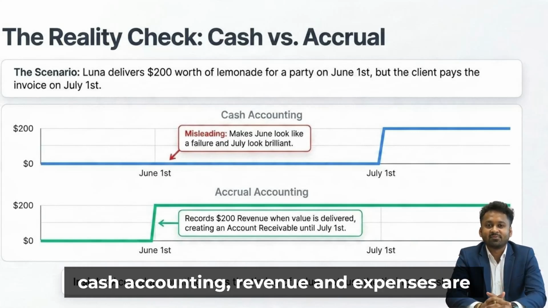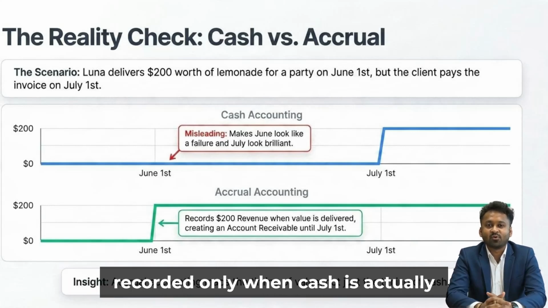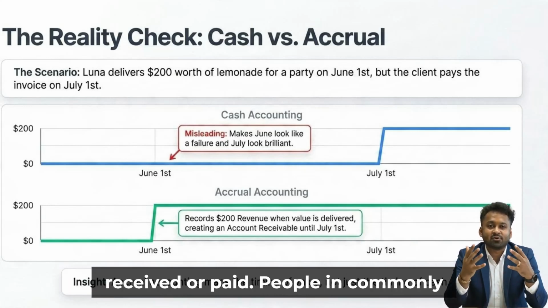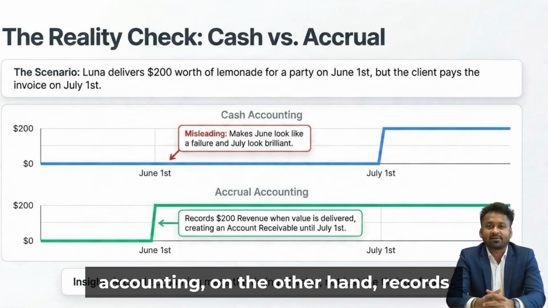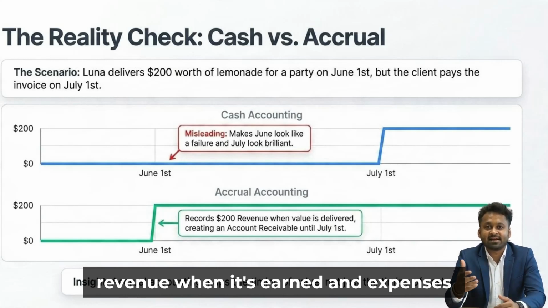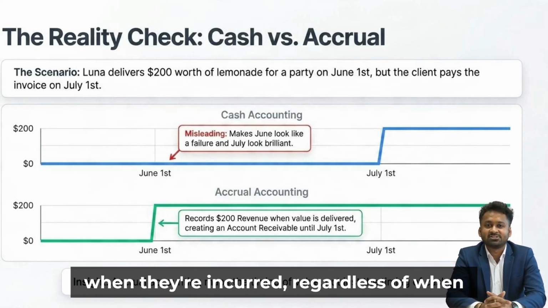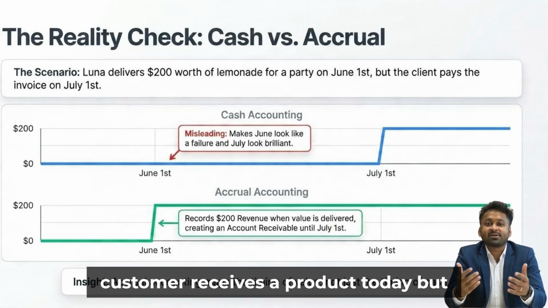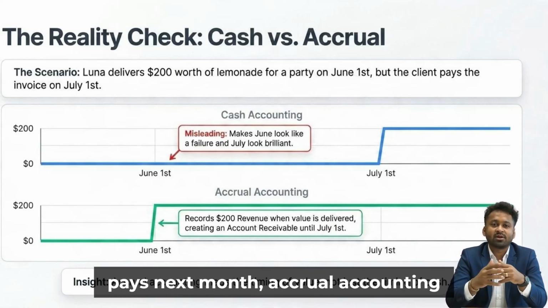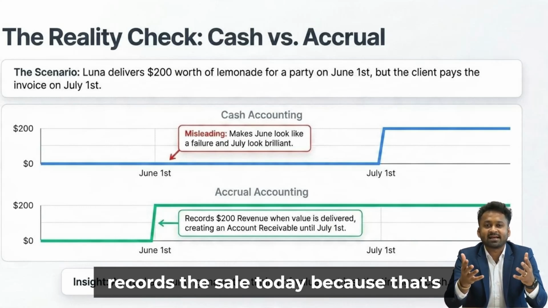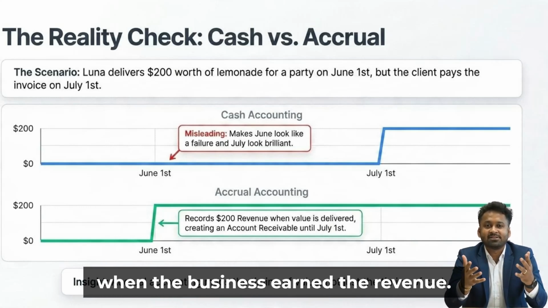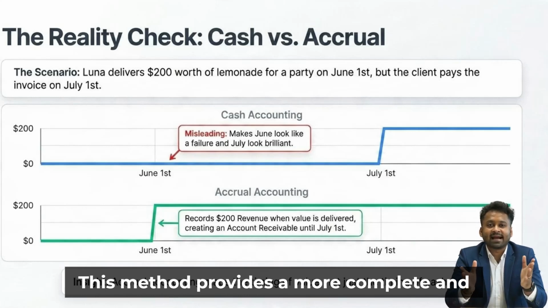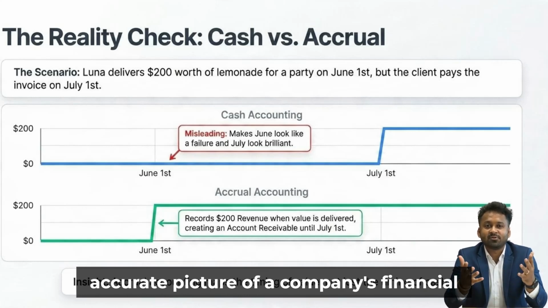Under cash accounting, revenue and expenses are recorded only when cash is actually received or paid. It's simple and commonly used by small businesses. Accrual accounting, on the other hand, records revenue when it's earned and expenses when they're incurred, regardless of when cash changes hands. For example, if a customer receives a product today but pays next month, accrual accounting records the sale today because that's when the business earned the revenue. This method provides a more complete and accurate picture of a company's financial performance.